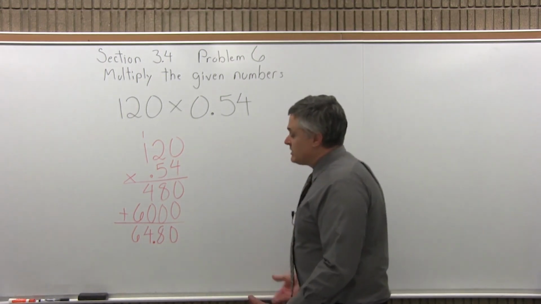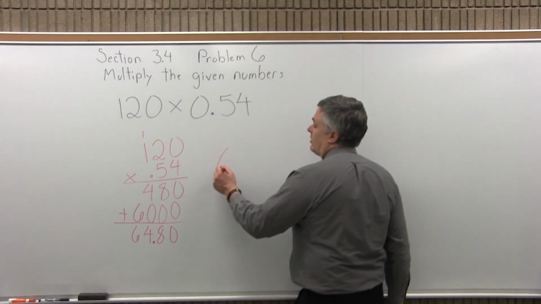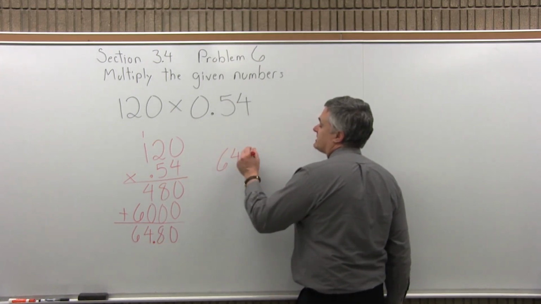Now with decimals, the 0 at the end doesn't really change anything. So you can absolutely leave 64.80 if you like. Or you could just simplify it a little bit and call it 64.8.